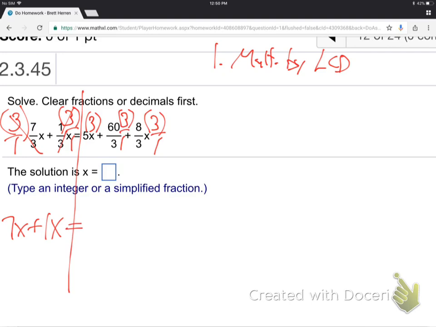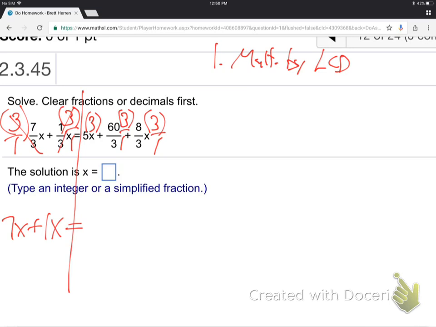Is that okay so far on the left side? Right, I ignore the ones in the bottom. And then there's a 1 over here. The 3's canceled, so it's just 1x.